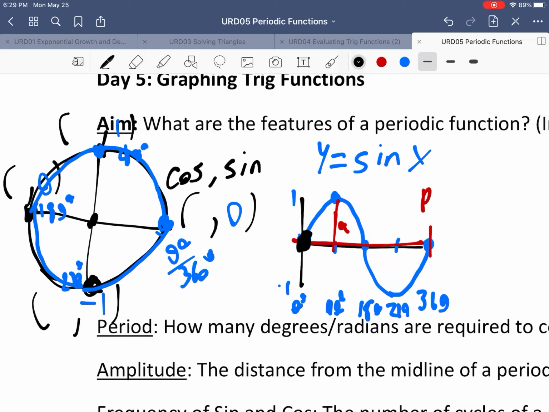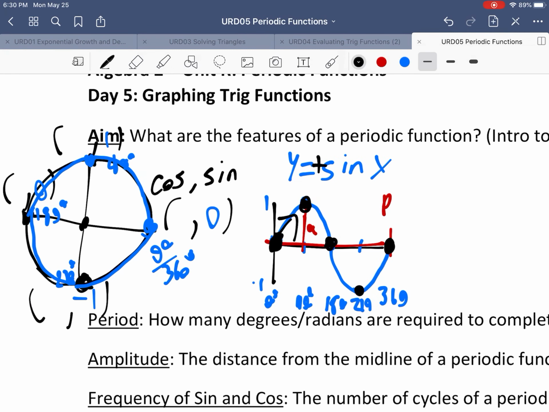So there should be 5 key points on your sine curve. It starts at the midline, reaches its maximum, returns to the midline, reaches its minimum, and then returns to the midline again. That sequence starts by going up when the amplitude is positive. So if you have a positive amplitude, the graph will start going up. If it's negative, it will start going down.